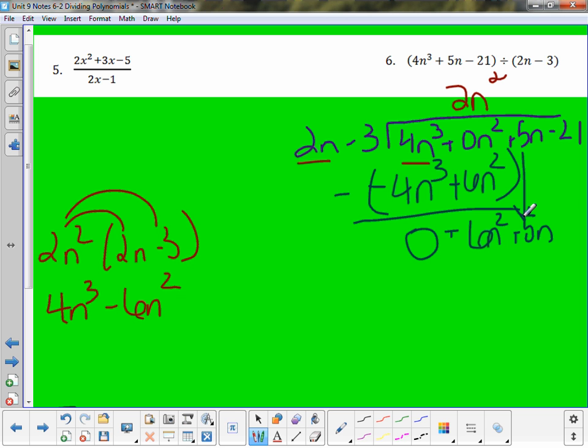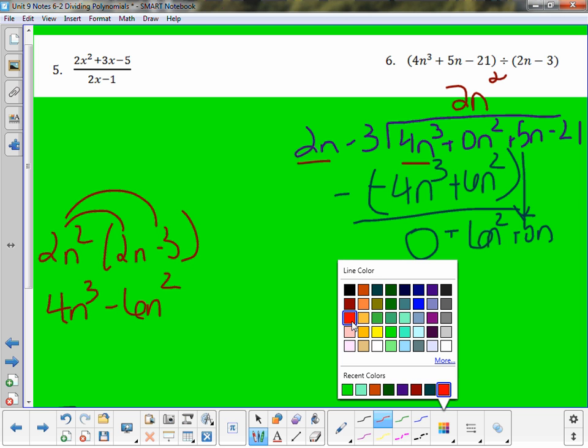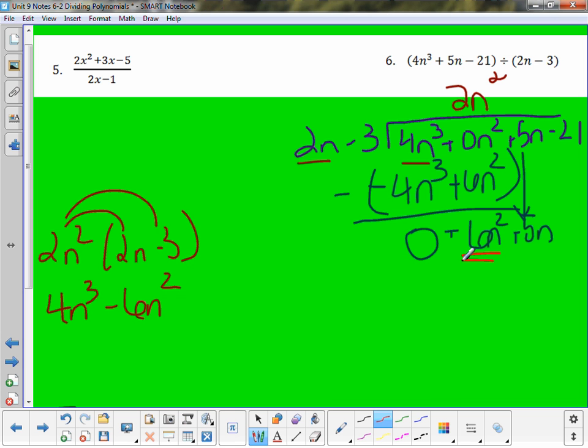So now I'm going to look again. I'm going to look at 6n squared. So we're actually going to have to do this 3 times now. I need to ask myself what I need to multiply 2n by to get 6n squared. Well, multiplying to go from 2 to 6, I need a 3. To go from n to n squared, I need an n. So now I'm taking 3n times 2n minus 3 and distributing that in. So that gives you 6n squared minus 9n.